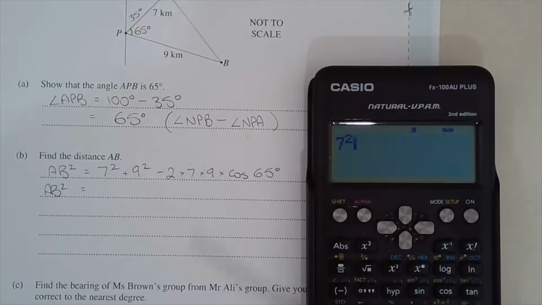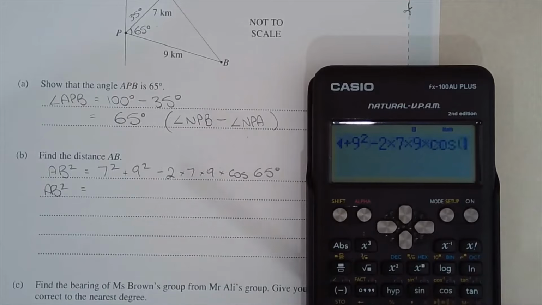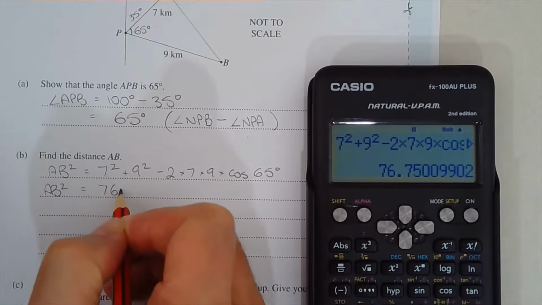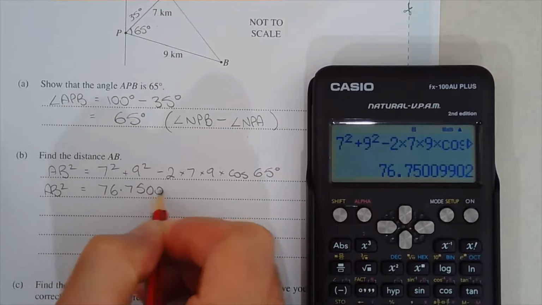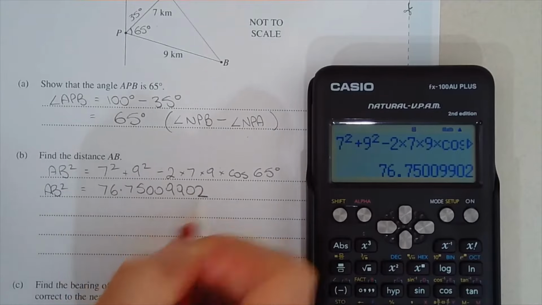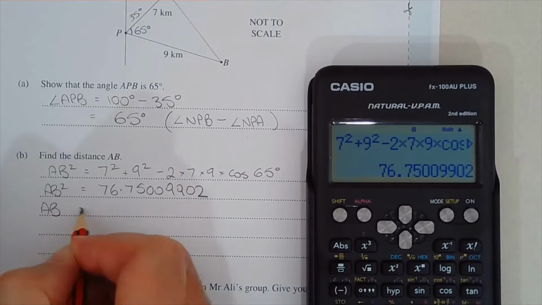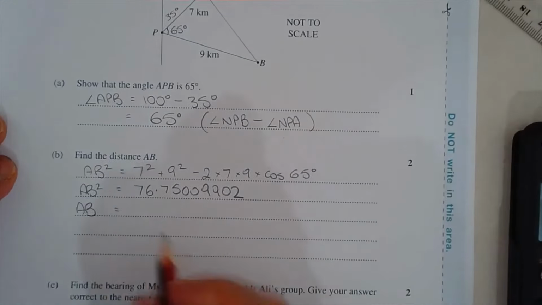All right. And let's enter that in the calculator now. So 7 squared plus 9 squared minus 2 times 7 times 9 times the cosine of 65, and we get 76.75009902. Okay, and AB would have to be the square root of that.